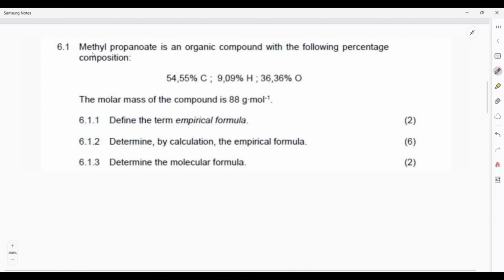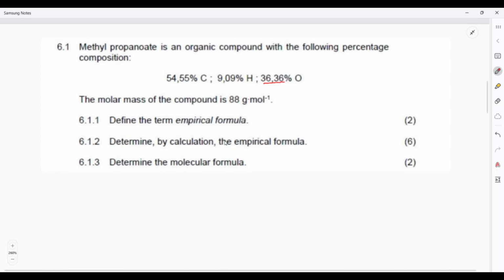They said methyl propanoate is a compound with the following percentage composition. This is basically an ester, a mixture of alcohol and the carboxylic acid. Now, we have 54.55% of carbon, and we also have 9.09% of hydrogen. We also have 36.36% of oxygen. And then they said the molar mass of the compound is 88 gram per mole.